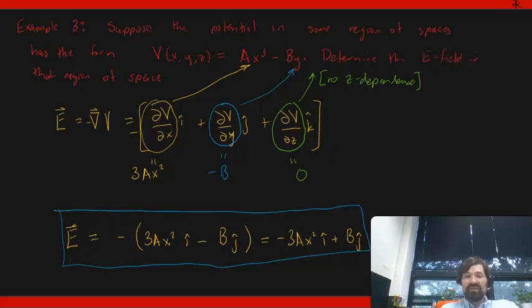So notice that in this first derivative, this first term dV dx, we ignore the y and z terms and look only at the x terms. For this one, we ignore the x and z terms, look only at the y terms, etc. One last little caveat to this. I'll just put this as a sort of margin note.